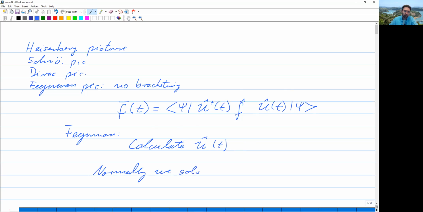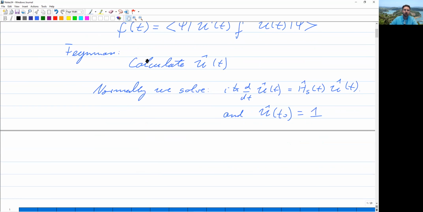in order to get u hat of t, we solve i h bar d by dt u hat of t equal to Schrödinger Hamiltonian of t u hat of t. And the initial condition is that u hat of t naught is equal to the identity operator. That's one way of doing it. Often it is more practical to do this in the position basis.